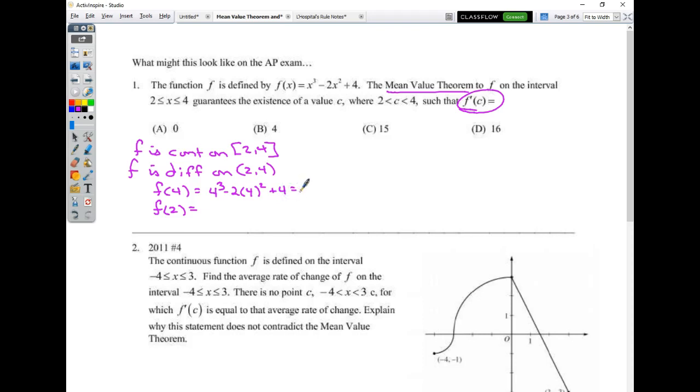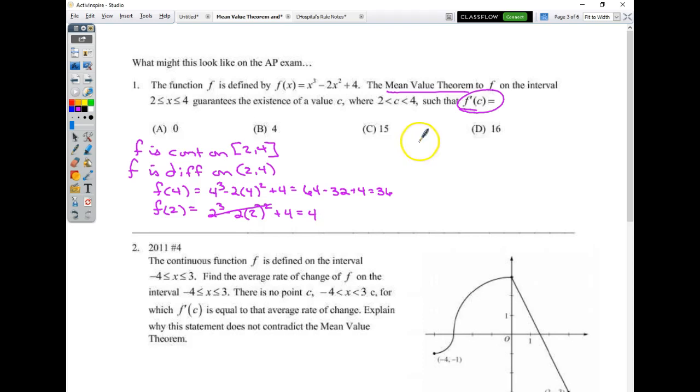So what is 4 cubed? 2, 4, 8, 16, 32, 64. That should be 64 minus 32. That's 16 times 2. Plus 4, so that's 32 plus 4 is 36. And here I want 2 cubed minus 2 times 2 squared plus 4. That should equal 4.